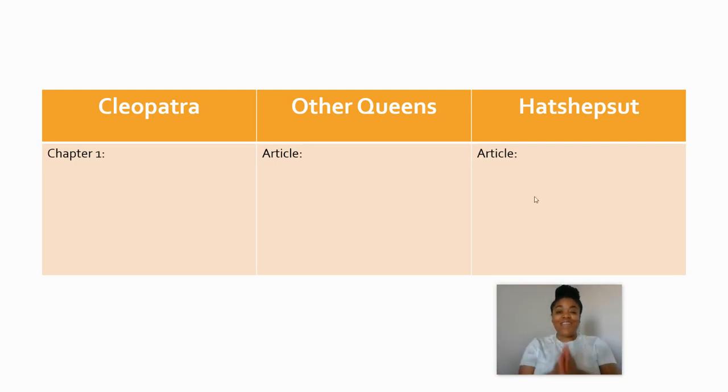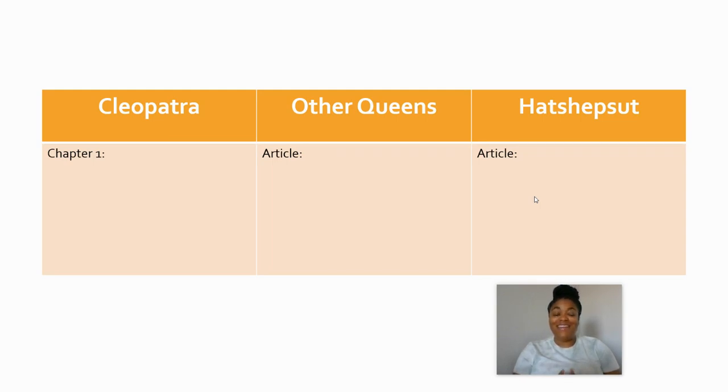Okay, scholars. So now that we've written about Cleopatra, let's go to our article. Now, the evidence that we're using today will come directly from our article. Remember, I told you we were not going to read the entire article. I want you now to go down to paragraphs 5 and 6.